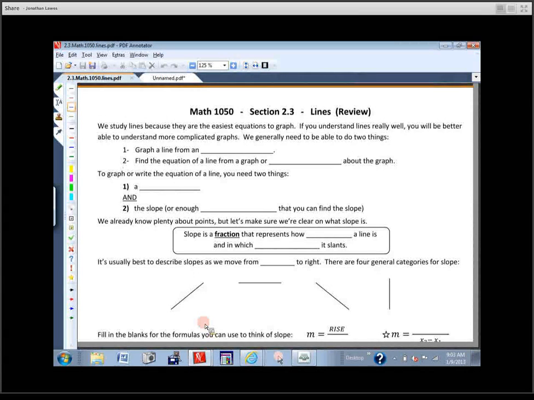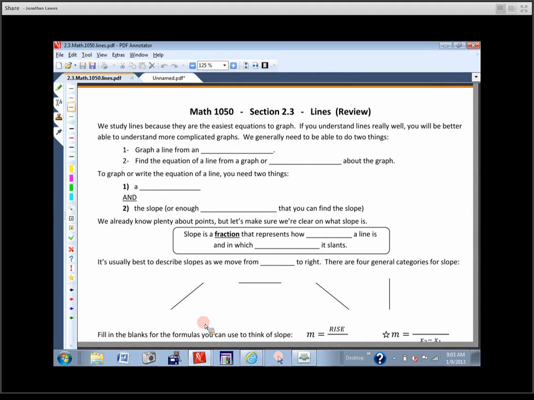So this is 2.3. This is all on lines, linear equations, stuff dealing with lines, how to graph them, how to find out information about them. Hopefully I'll review, and hopefully you can just fill in these blanks. This is stuff that you did a lot of in Math 1010.